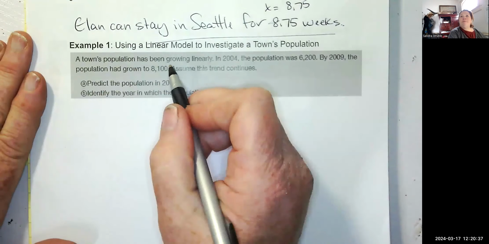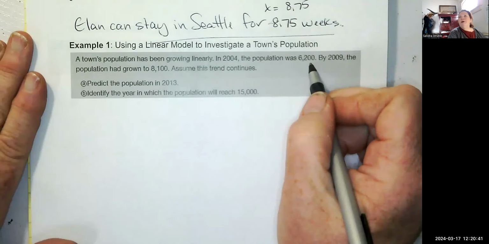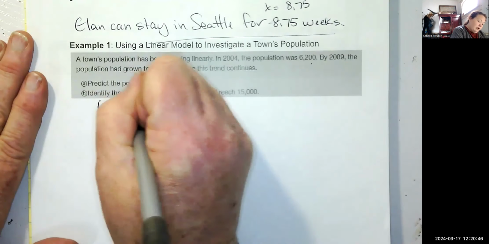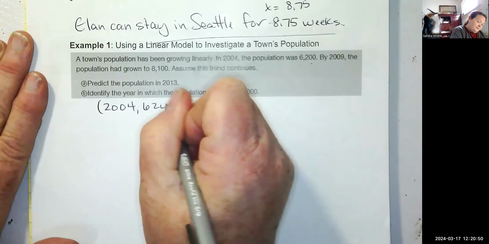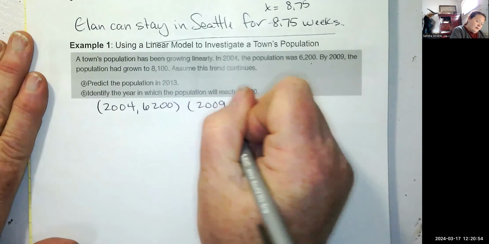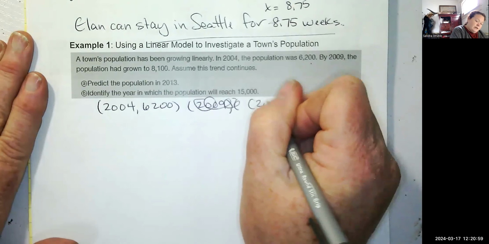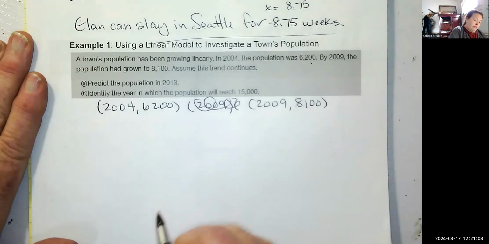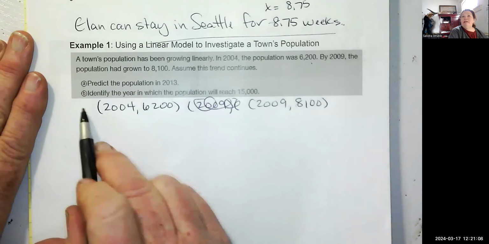A town's population has been growing linearly. In 2004, the population was 6,200. Oh, this is ordered pairs. 2004, remember time is always your x value. The population was 6,200. And in 2009, the population, oh, should be a comma, sorry y'all. 2009, population is 8,100. Assume this trend continues. Predict the population in 2013 and identify the year.